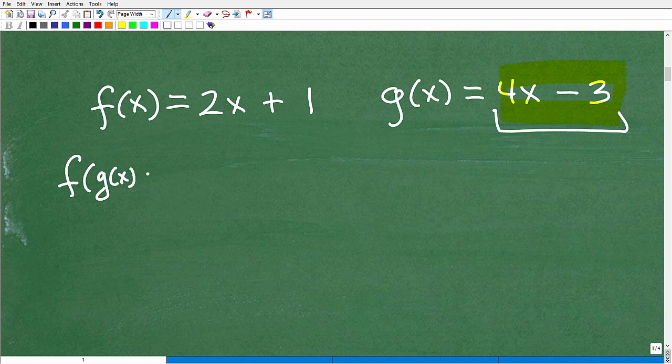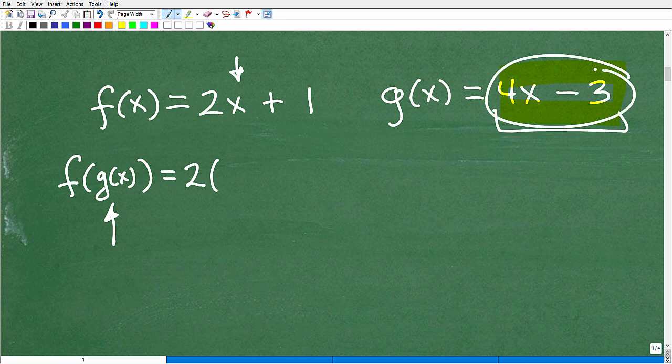So effectively what I'm saying is, plug in the g of x function into the f function. So I'm going to follow the rule. This is what I'm plugging in. So it's going to be 2 times, I'm going to replace this x, use parentheses with this, because this is the same thing as g of x. So that's going to be 4x minus 3 plus 1.